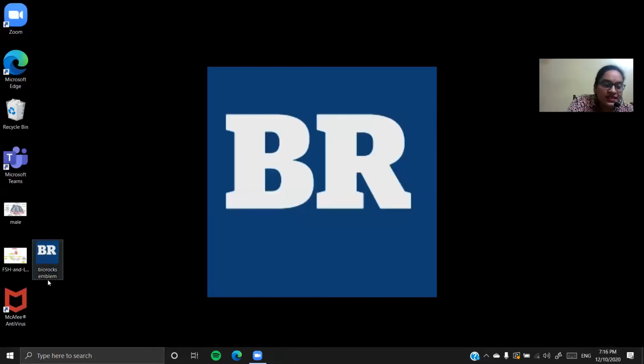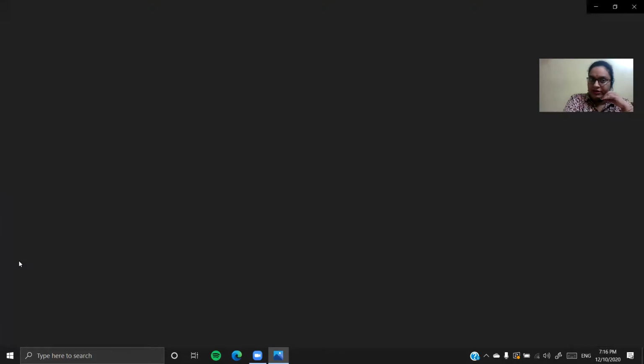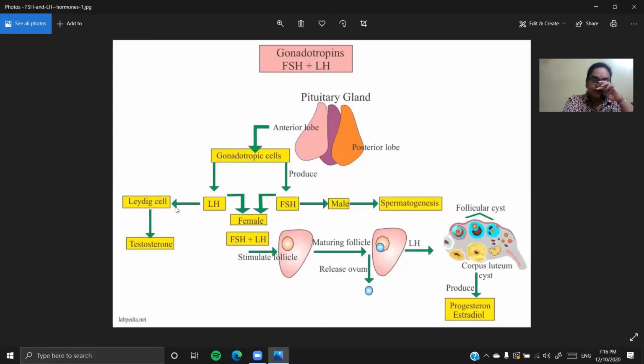Whatever I have taught you now, you can see in this image. The gonadotropins, or tropic hormones, released by the adenohypophysis of the pituitary gland are secreted by the gonadotropic cells. They are FSH as well as LH. LH works on Leydig cells, and under the influence of LH they release testosterone, which is a male sex hormone. FSH acts on the testis, especially the Sertoli cells, making them undergo spermatogenesis and release the sperms.